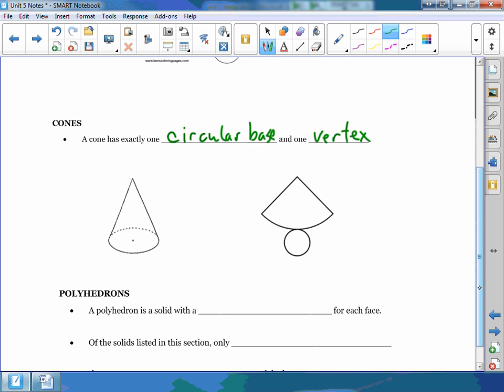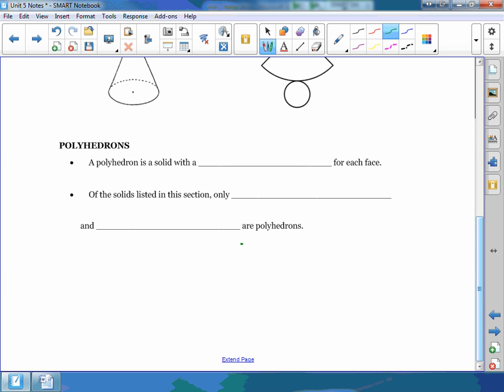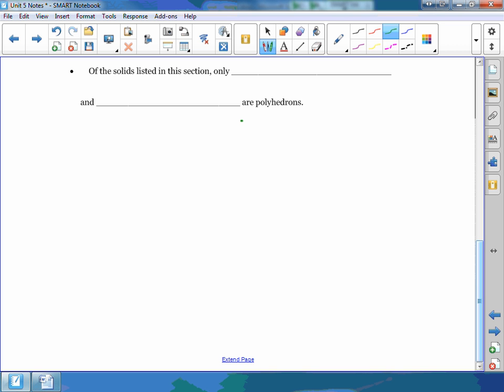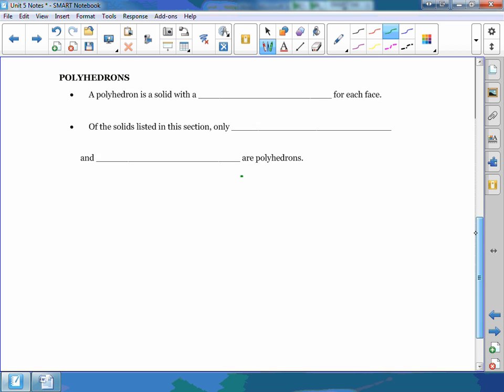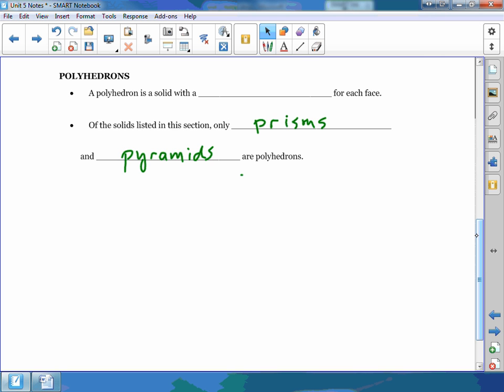All right, last one here for this page. Polyhedrons is a word that I'm sure you guys use all the time. So we're very well versed in the word polyhedron. I'm going to skip the first part because I'm going to try to lead you into answering this question. But of the solids listed in this section, only the prisms and pyramids are polyhedrons. Okay, so I've got a prism, I've got a pyramid.